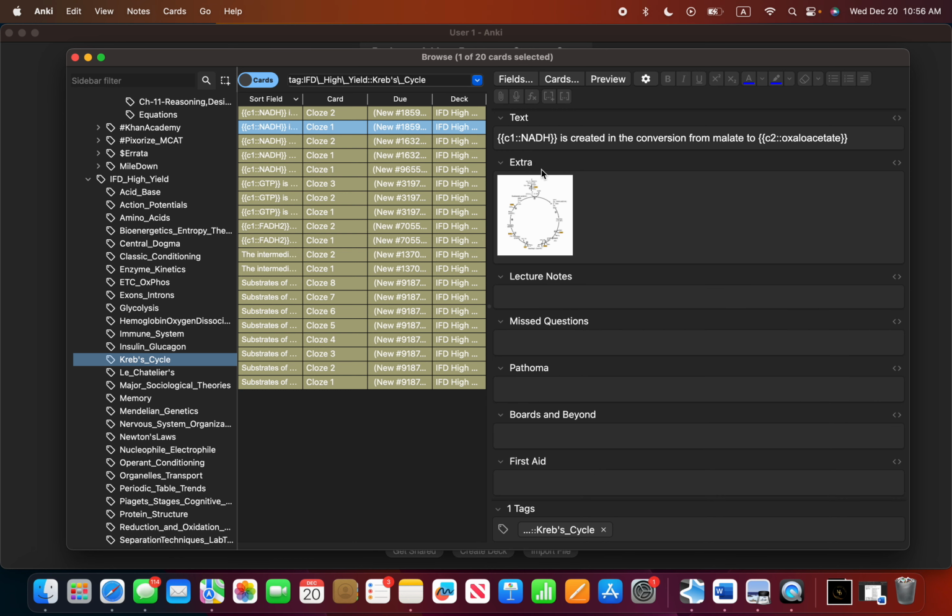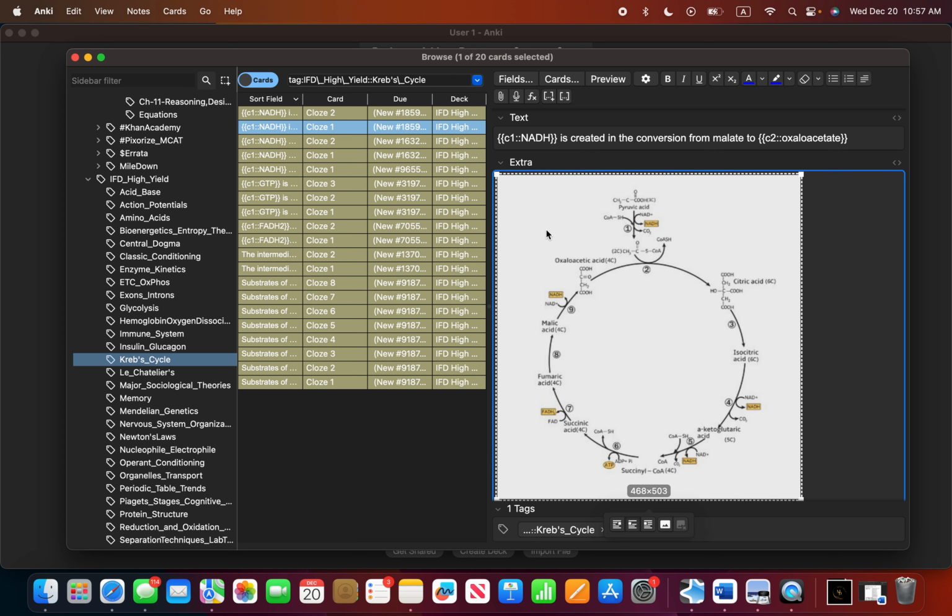I also need to know what specifically NADH is and what is different between NADH and NADPH. Same for FADH and FADH2, NADH2, whatever those are. I know it's about the concepts of electron transportation, right? Electron acceptance, getting reduced, or electron donation, getting oxidized. We will figure that out. NADH is created in the conversion from malate to oxaloacetate.